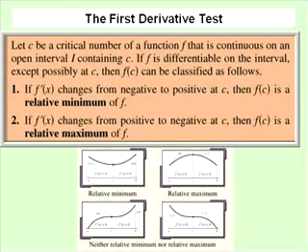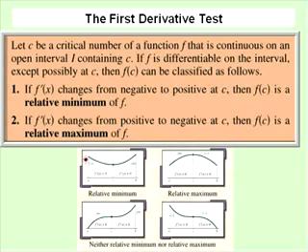This leads us to the first derivative test. Let c be a critical number of a function f that is continuous on open interval I containing c. If f is differentiable on the interval, except possibly at c, then f of c can be classified as follows. If f prime of x changes from negative to positive at c, then f of c is a relative minimum of f. And if f prime of x changes from positive to negative at c, then f of c is a relative maximum of f.